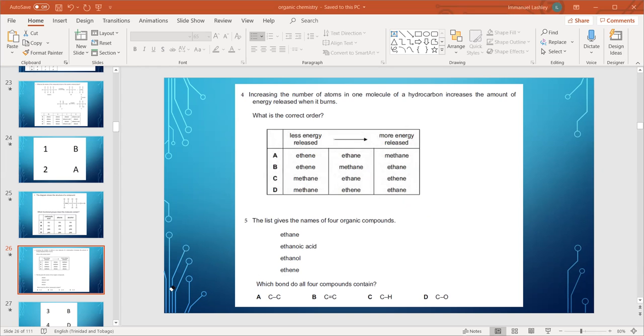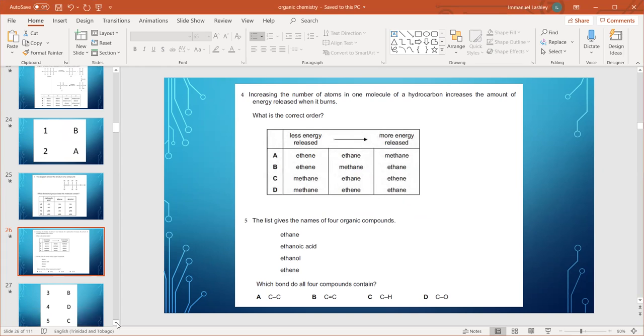Question 5. The list gives the names of 4 organic compounds. And they ask you, which bonds do all 4 compounds contain? So you have ethane, ethanoic acid, ethanol, and ethene.